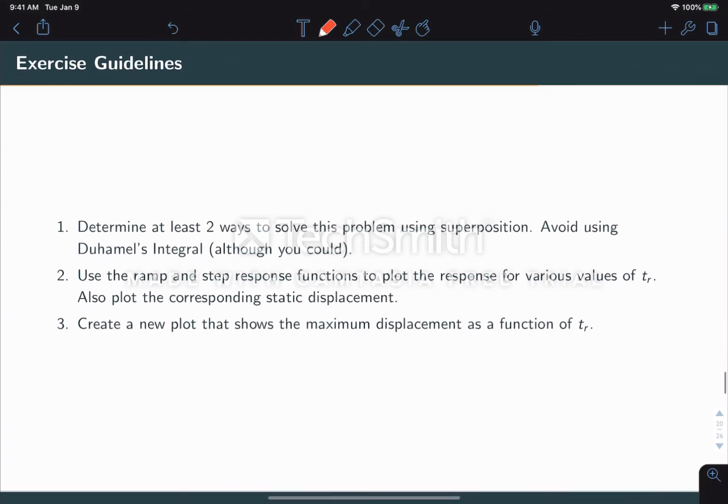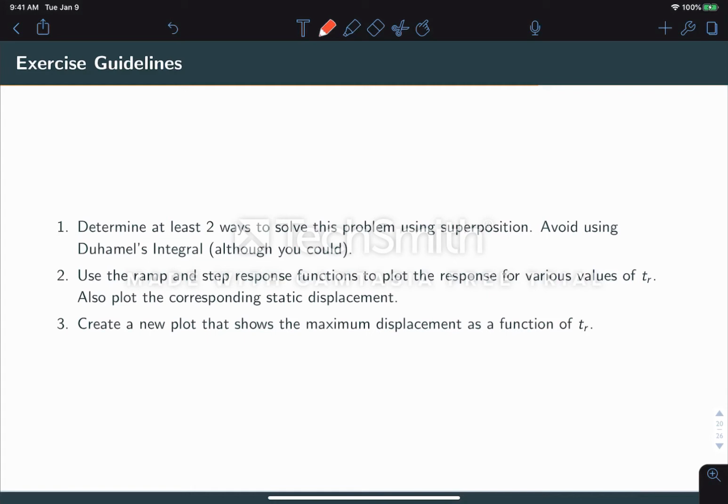We're going to do 3 things here. First, we're going to look at alternatives for describing the response in terms of the building blocks that we just talked about. We could use Duhamel's integral, but we're going to avoid that because it's a lot more computationally intensive. The point of having the responses to ramp and steps is that we can quickly build more complex responses from those. And then we're going to go to MATLAB to look at how various values of TR would impact the dynamic displacement or the dynamic effects.